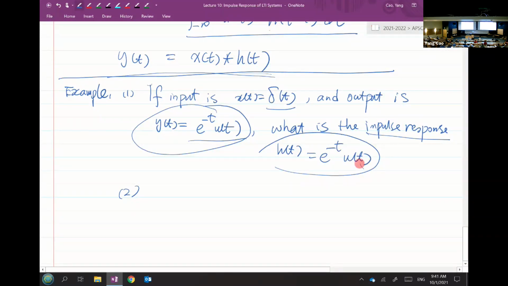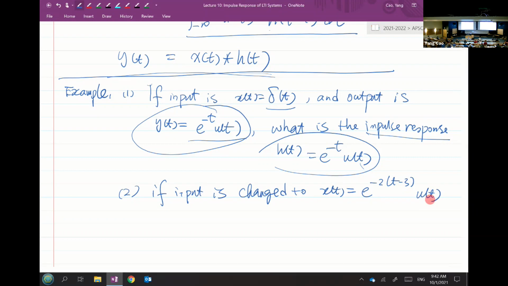Very good. Okay, so the second part of the question is, if input is changed to x of t equal to e to the power negative 2 times (t minus 3) u of t, what is the output?